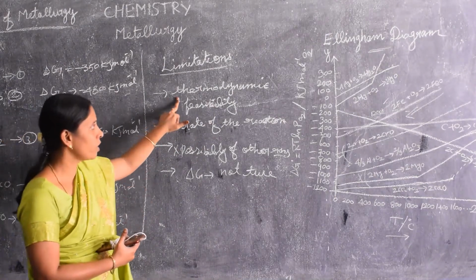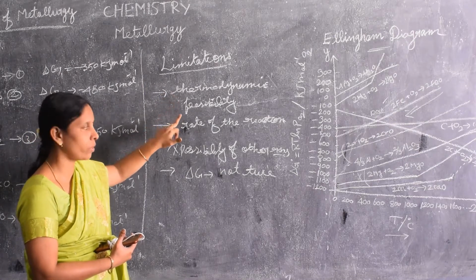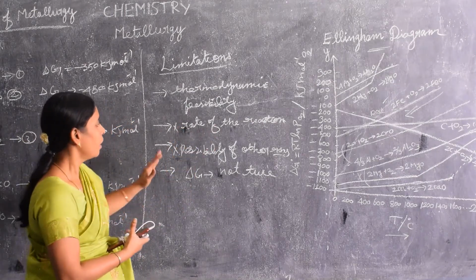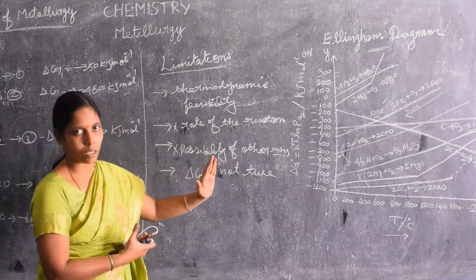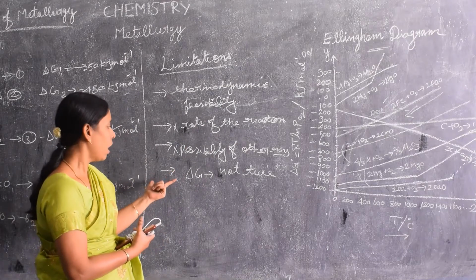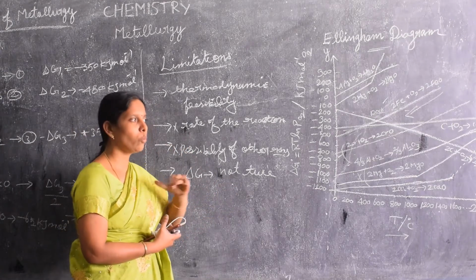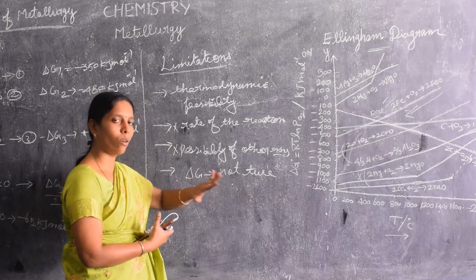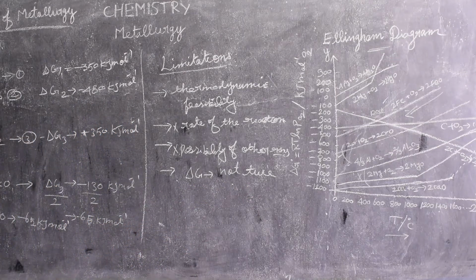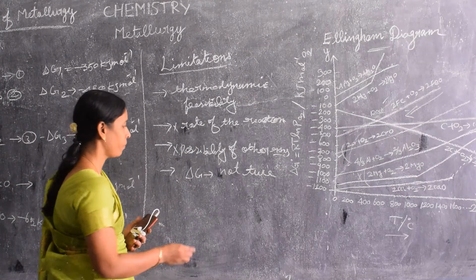Okay. So this Ellingham diagram is based on thermodynamic feasibility of the reaction and it does not give any information about rate of the reaction. And possibility of the other reactions, only metal oxides மட்டும் சொல்லிருக்காங்க இல்லையா. So it does not give any information about possibility of the other reactions. And delta G value பார்த்தீங்கன்னா always not true. It's equilibrium conditionல இருக்காது இல்லையா. So this is not always true. Okay, so these are the limitations.